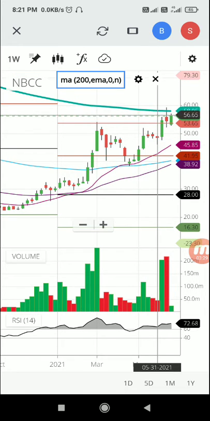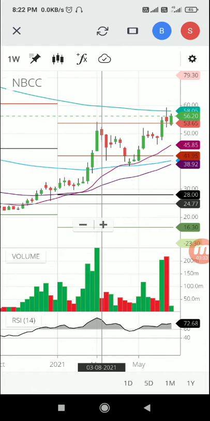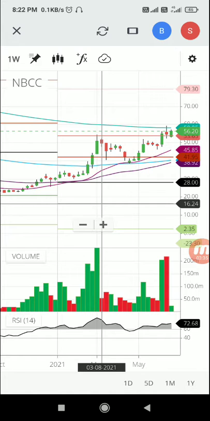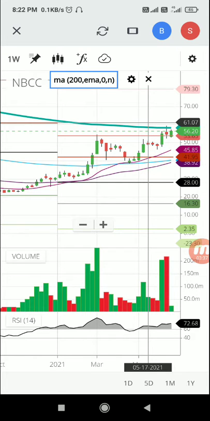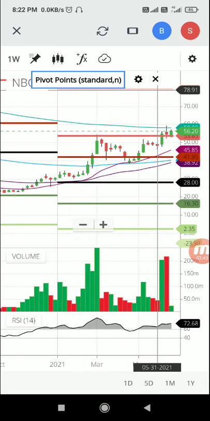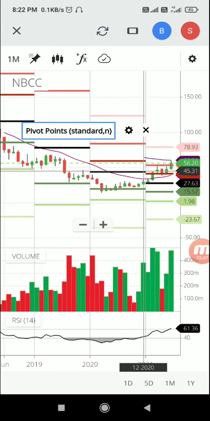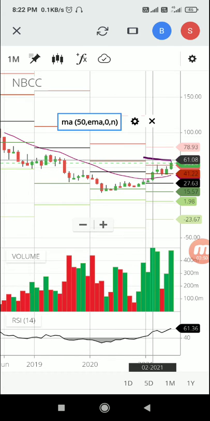If it is going to break the level of nearly 58, the next level for the stock is going to be nearly 61, and the next level is 80. So on a shorter time frame we can expect the level of nearly 80. Let's go to the monthly time frame. So you can see here that the first level for the stock is nearly 61.